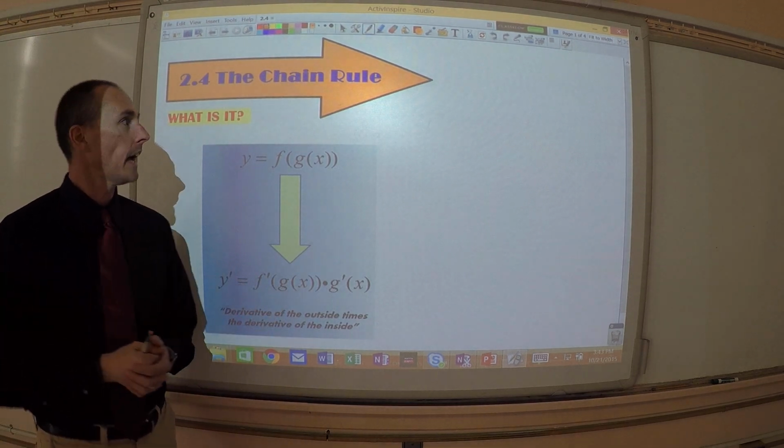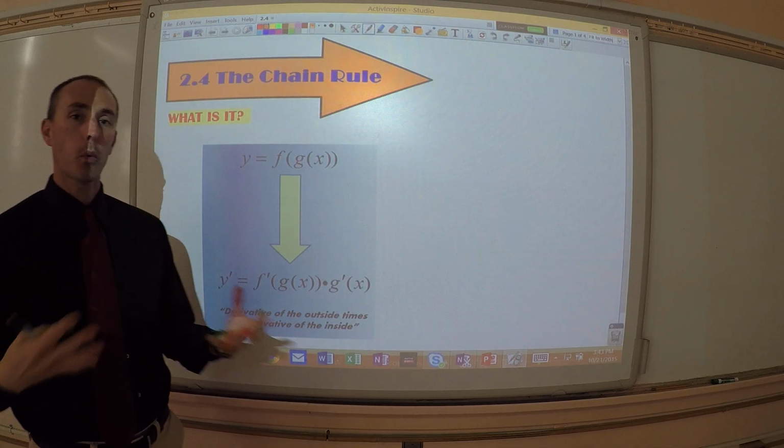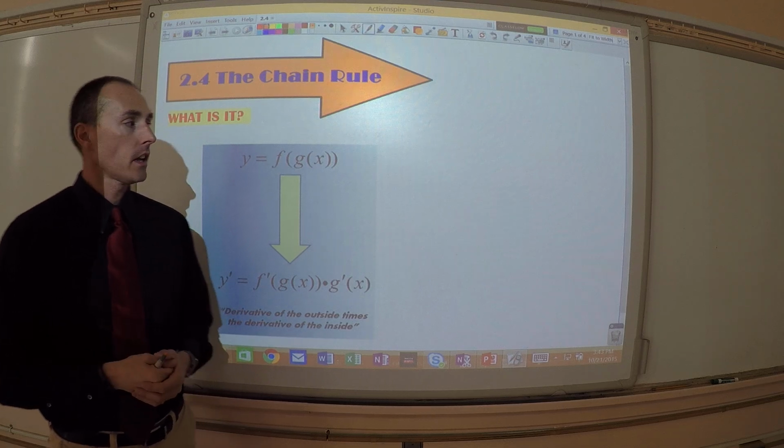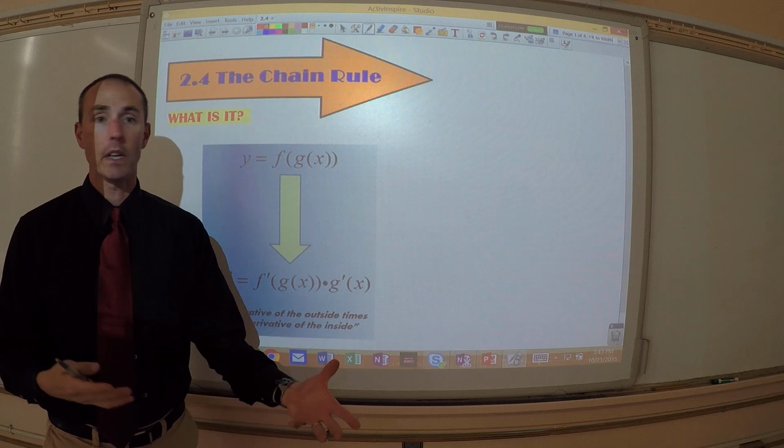Okay, let's take a look at section 2.4, the chain rule. And the chain rule is probably one of the most important rules we have for derivatives. And we really need to take a look at why we need to use it and how we need to recognize when to use it.